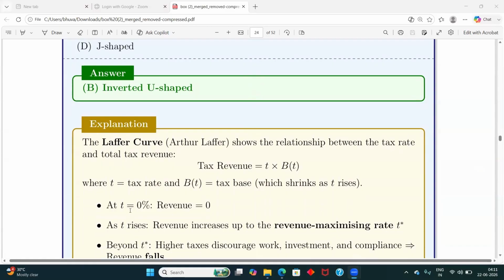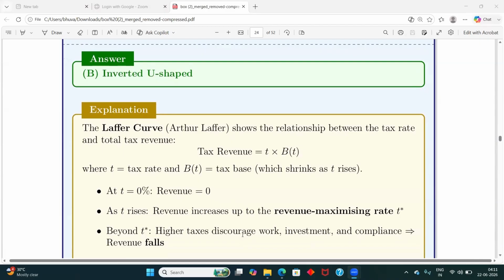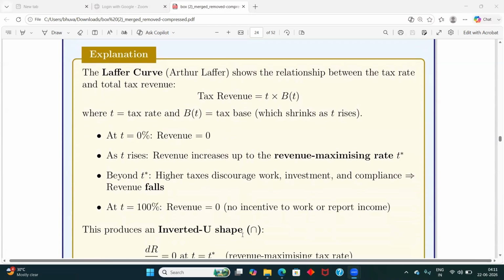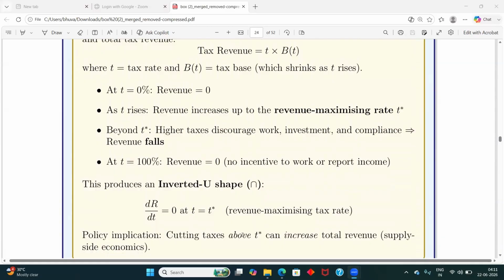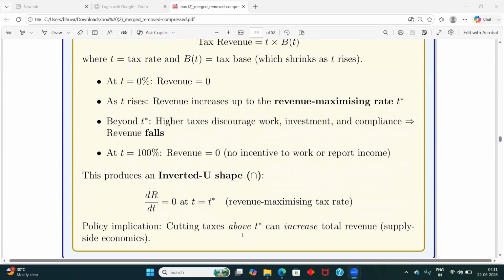At T equal to 0%, revenue is 0. As T rises, revenue increases up to the revenue-maximizing rate at T star. Beyond T star, higher taxes discourage work, investment, and compliance, so revenue will fall. So at T equal to 100%, revenue is equal to 0, with no incentive to work or report income. So this produces the inverted U shape. Revenue-maximizing tax rate. Policy implication: cutting tax above T star can increase total revenue, a supply-side economics idea.